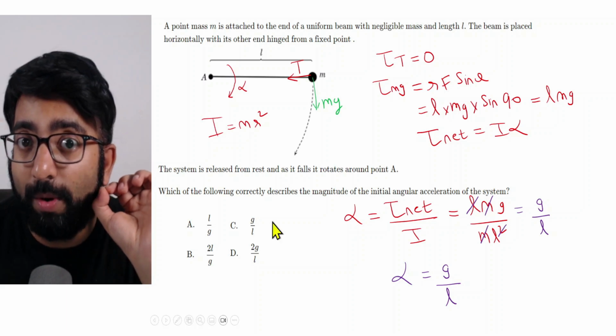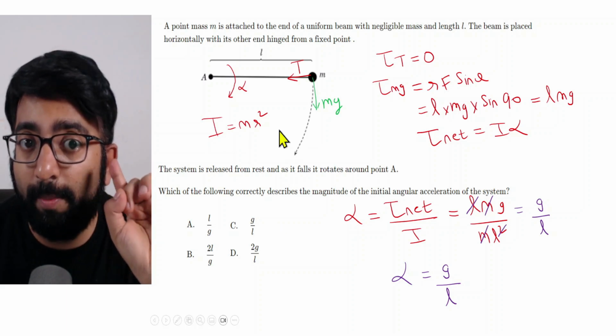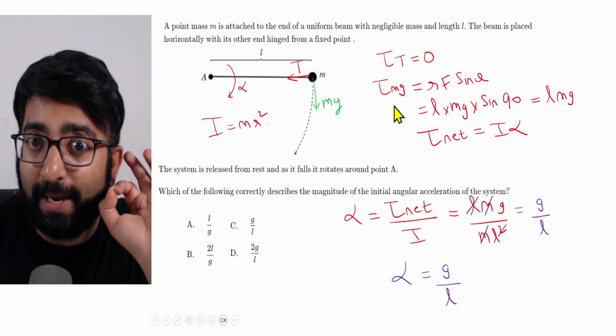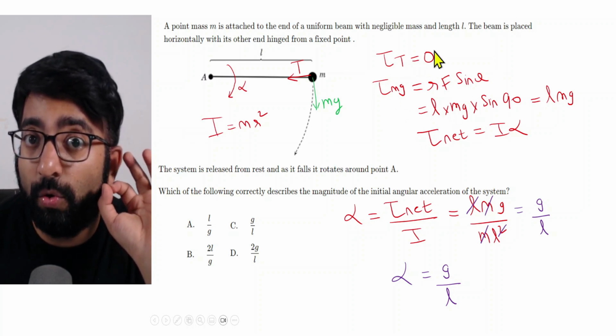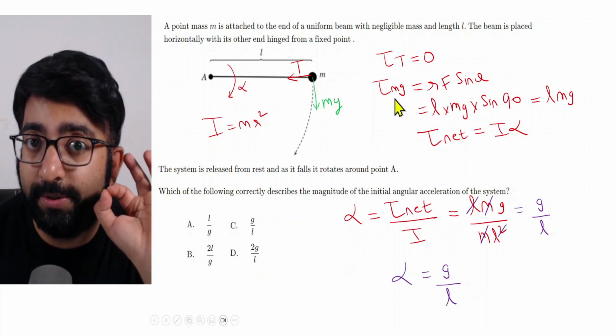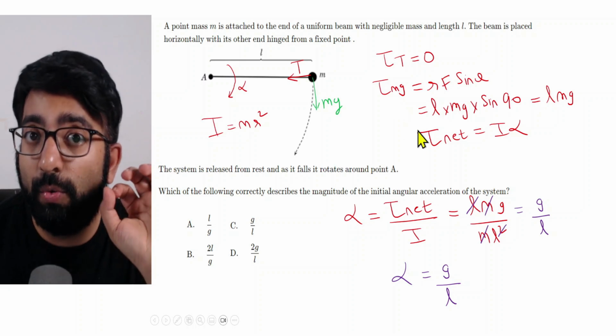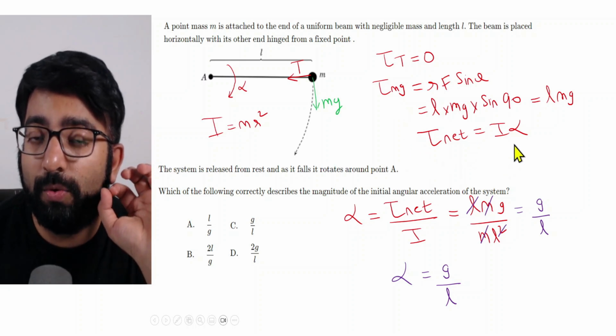So let's quickly repeat what the steps are to solve such questions. Step number 1, draw the free body diagram. Step number 2 is to identify the total amount of torque acting on the system. Step number 3 is to use the equation torque net is equal to I alpha.